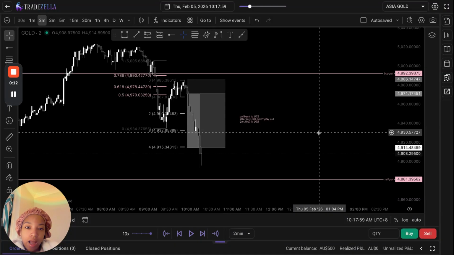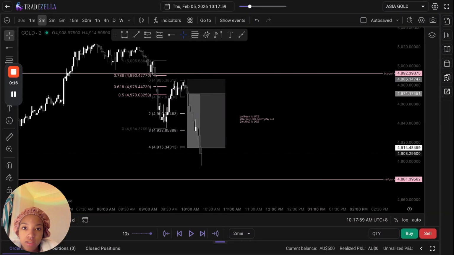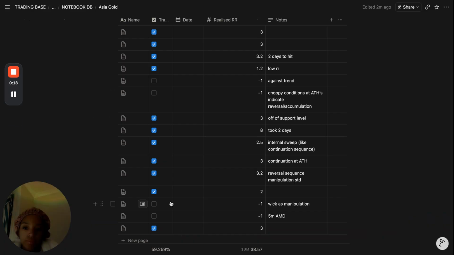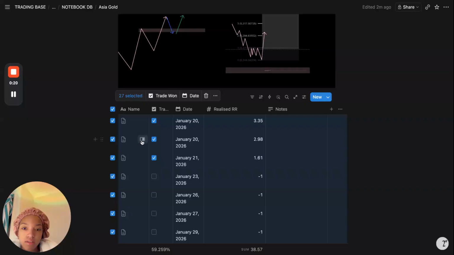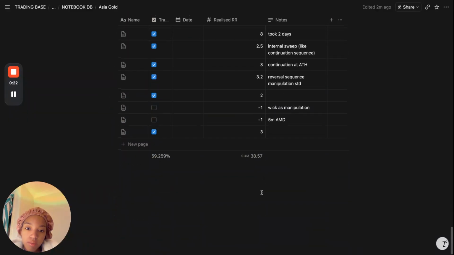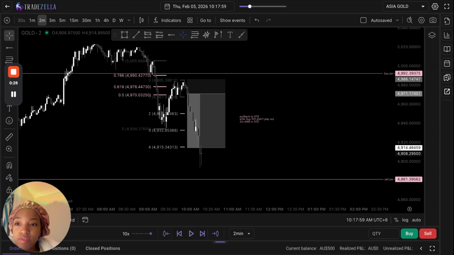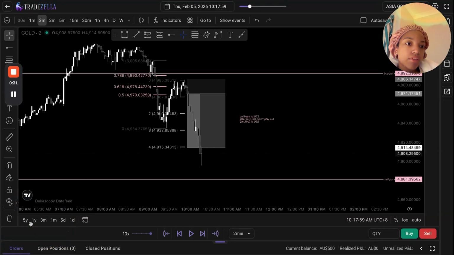I'm gonna backtest. I've been tape reading. I tape read for a month and I've got a good amount of data. How many trades is this? Got 27 trades worth of data. We got a 59% win rate. I realized 38R, so it is profitable so far, but we've only got 20-something trades, so we want to definitely take this over for more trades.